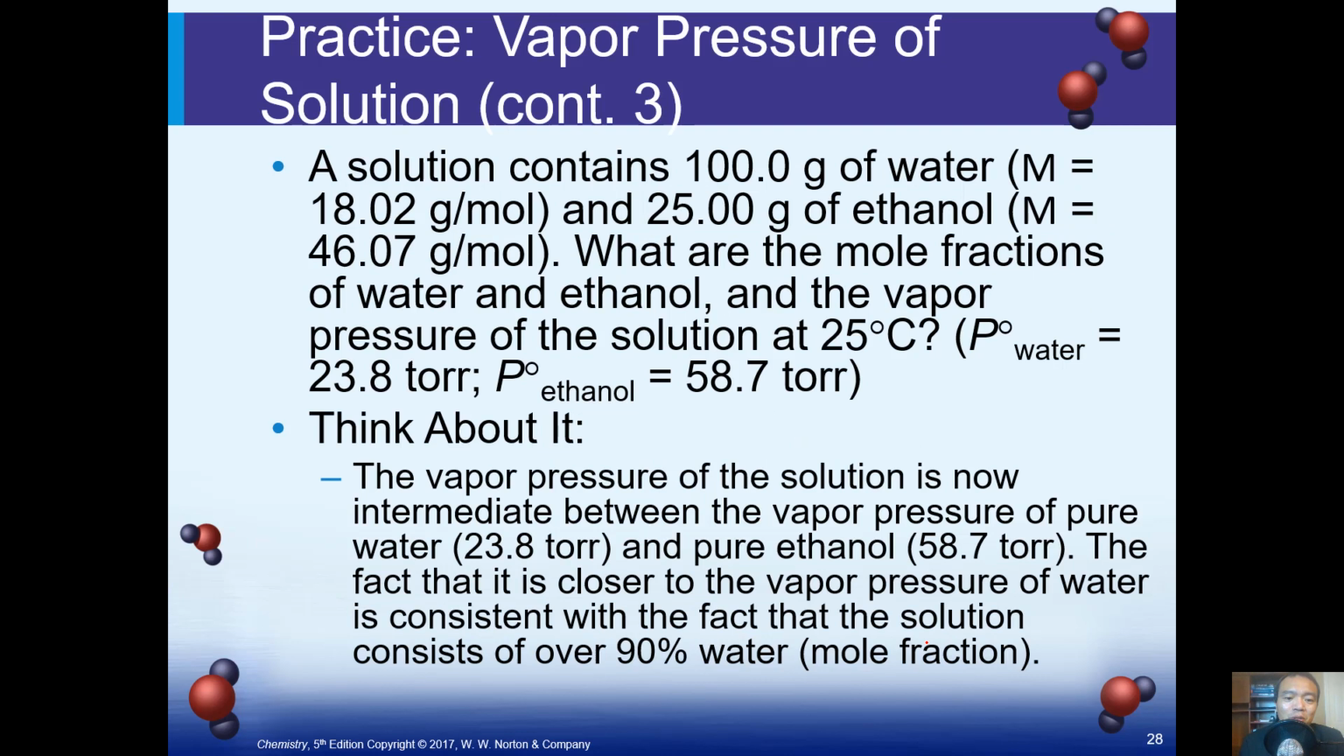So the vapor pressure of the solution is intermediate between the vapor pressure of pure water and pure ethanol. The fact that it is closer to the vapor pressure of water is consistent with the fact that the solution actually consists of way more water. It's 90% mole fraction of water.